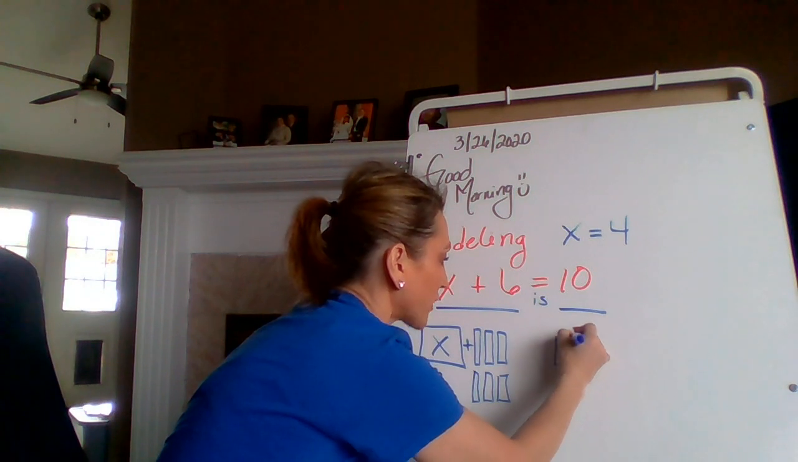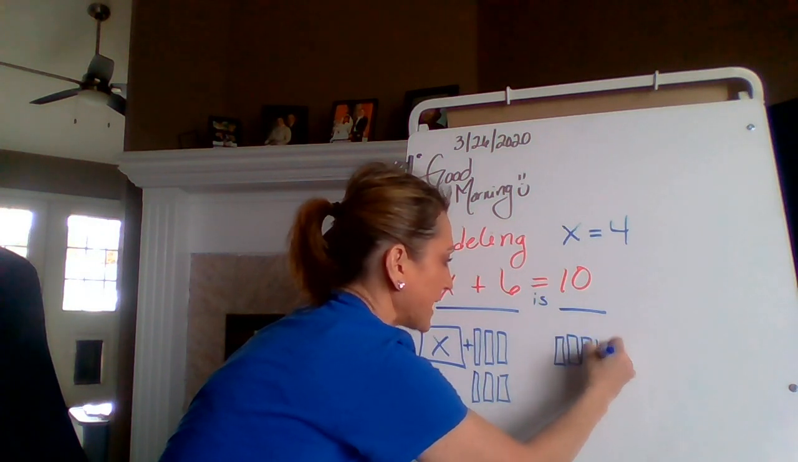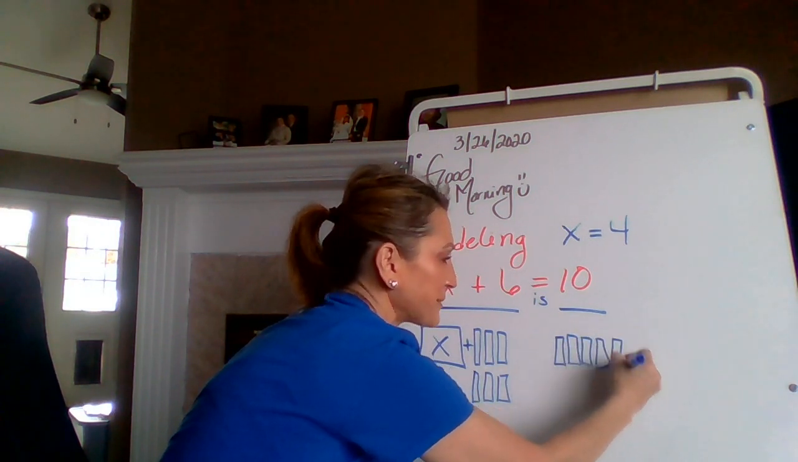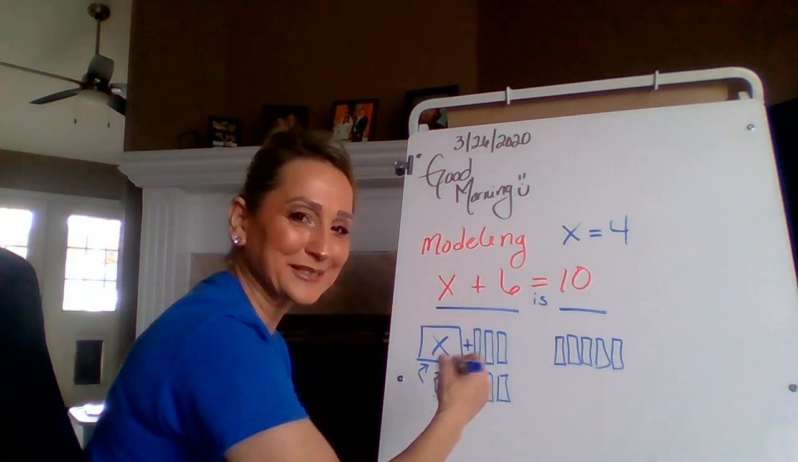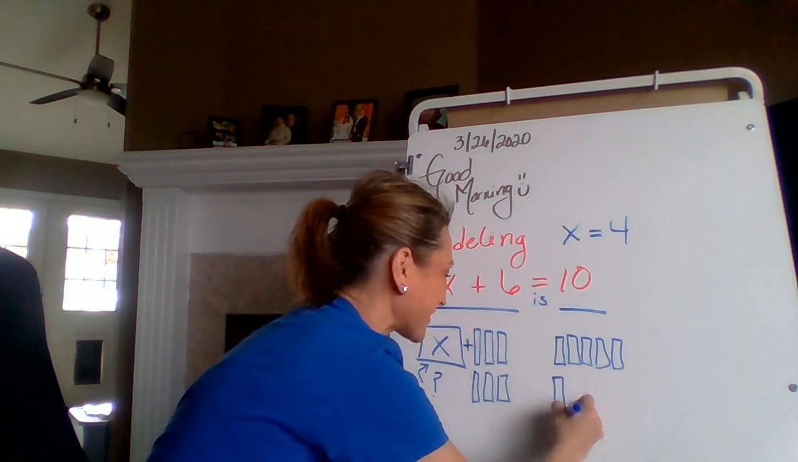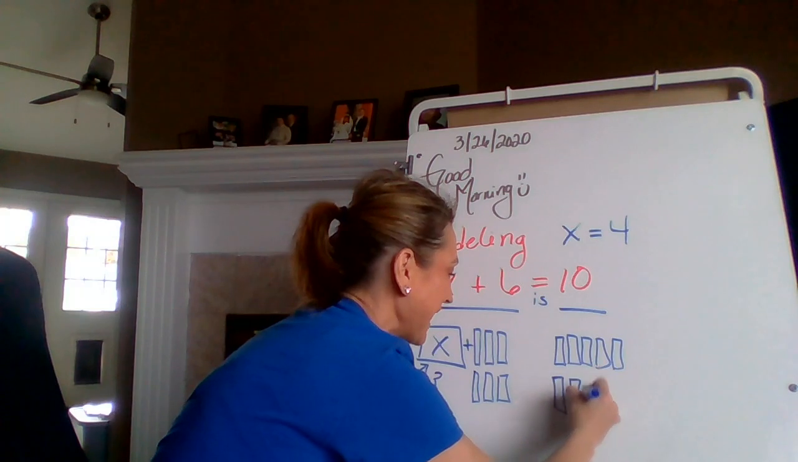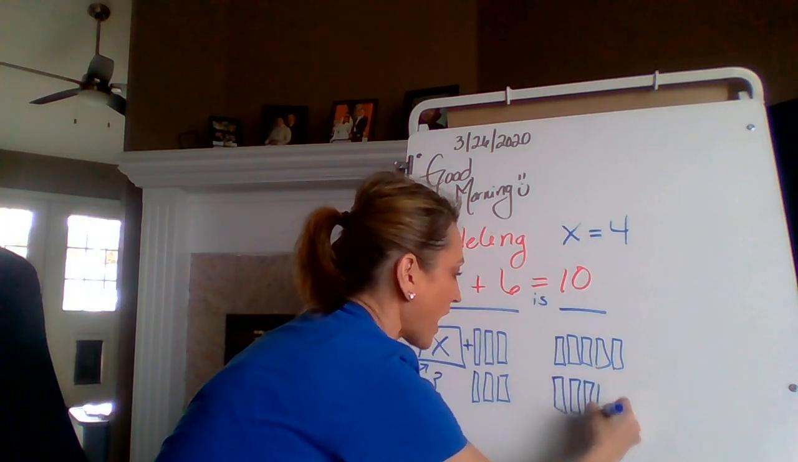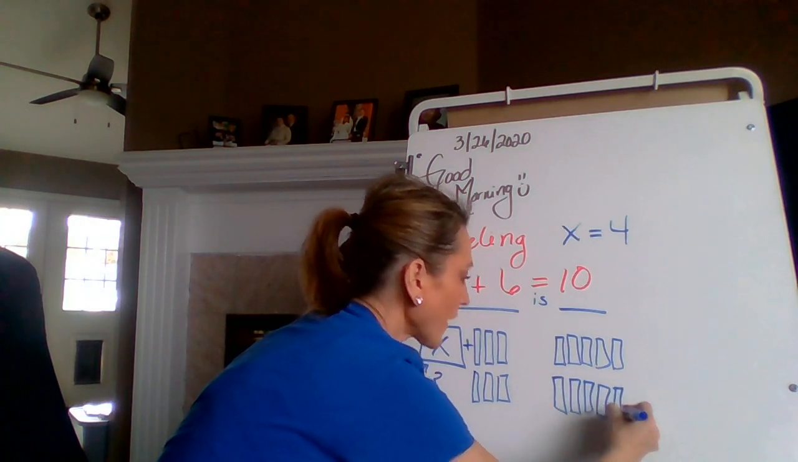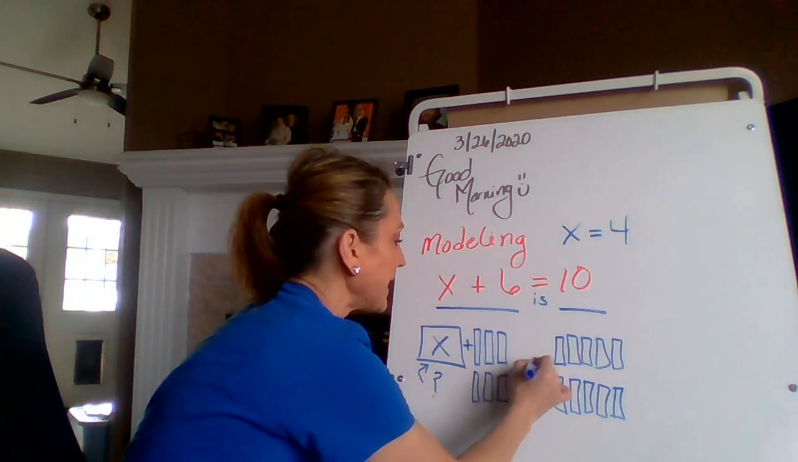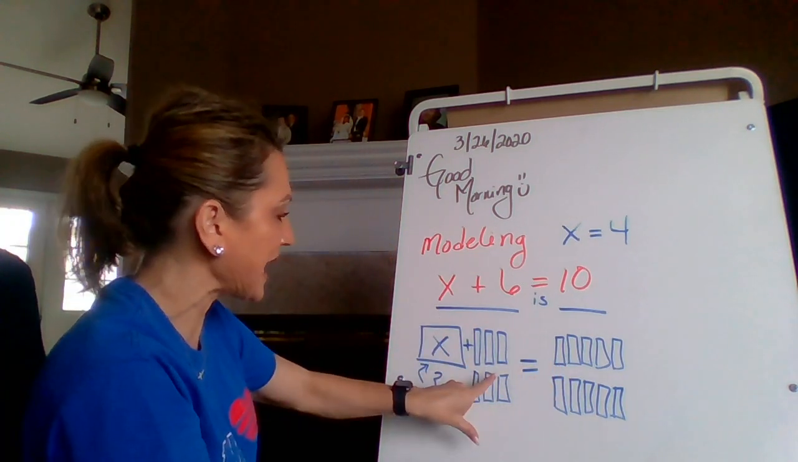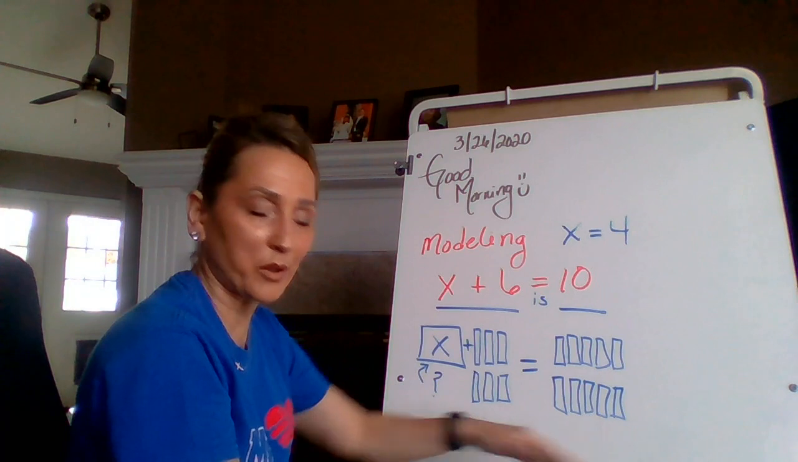So I will draw out quickly, and remember, not the best. I wish I was Mrs. Minks, our art teacher at West Platte, but I'm not that talented or skilled when it comes to art. So I'll draw out 10 number rods here. And what this is telling me is that this x plus 6 equals these 10 number rods.